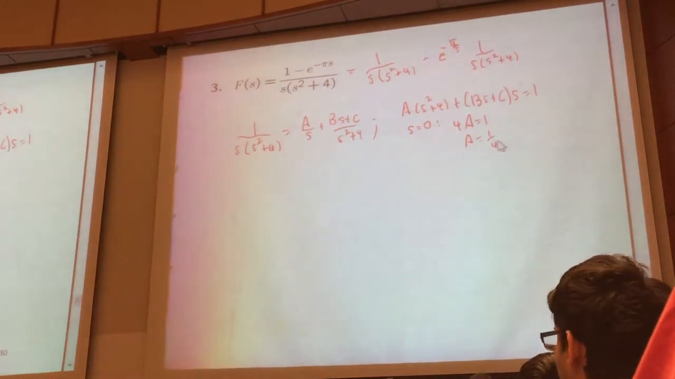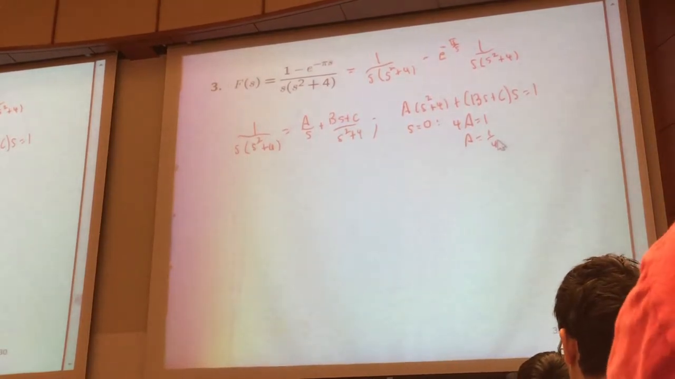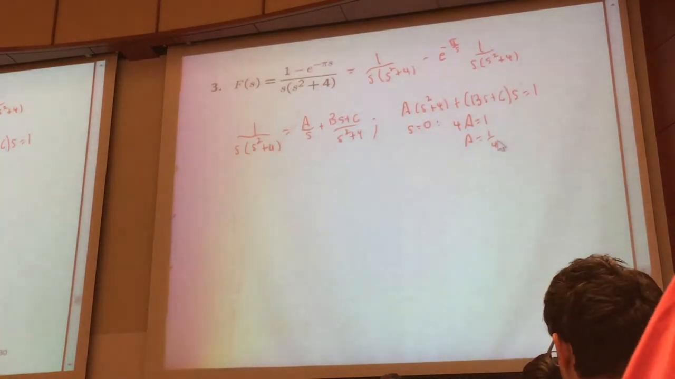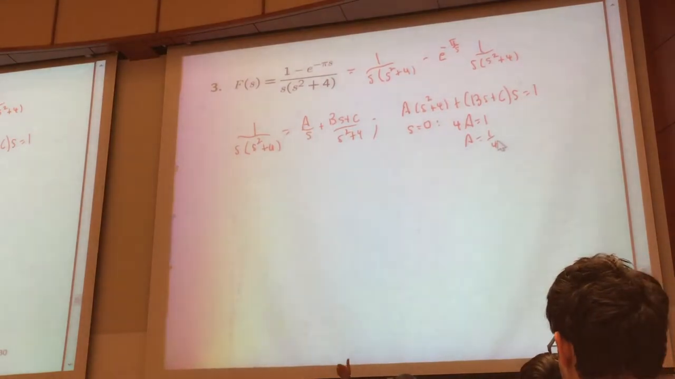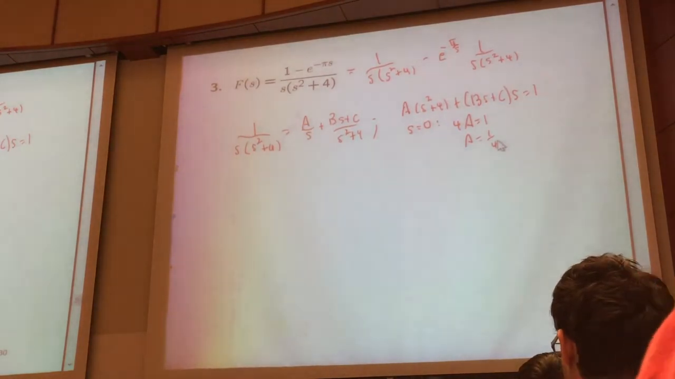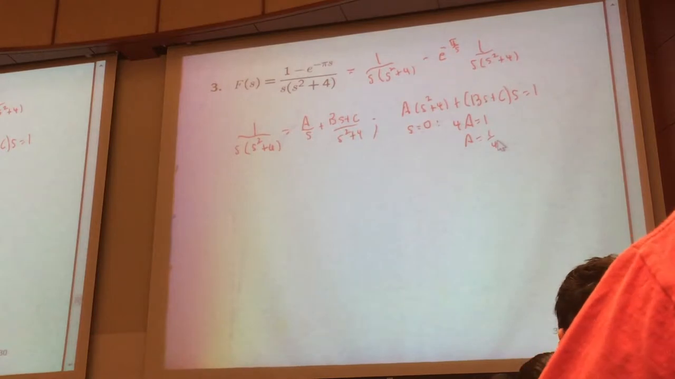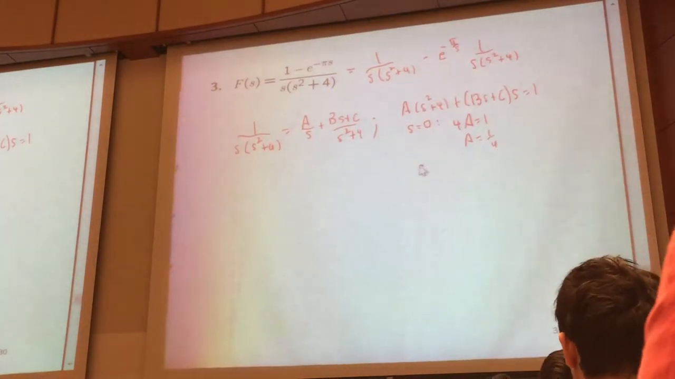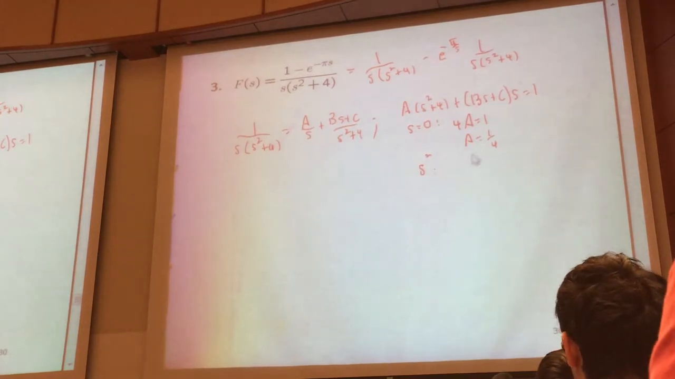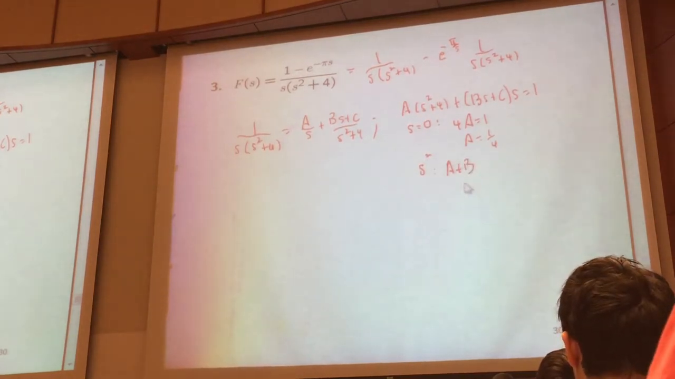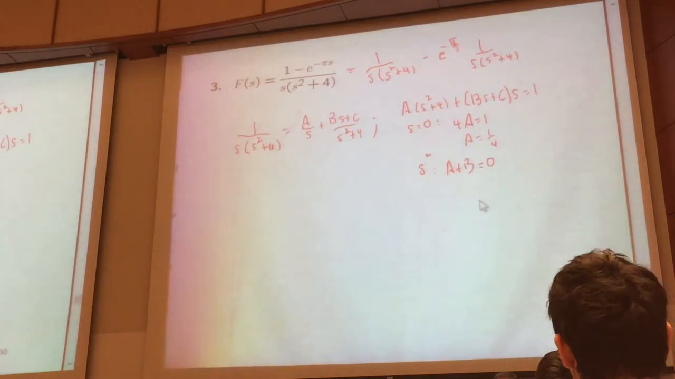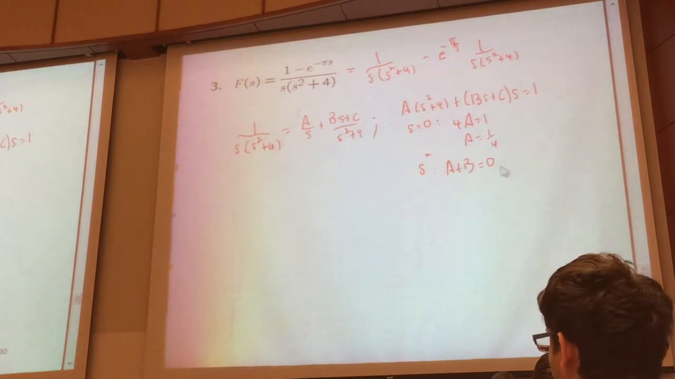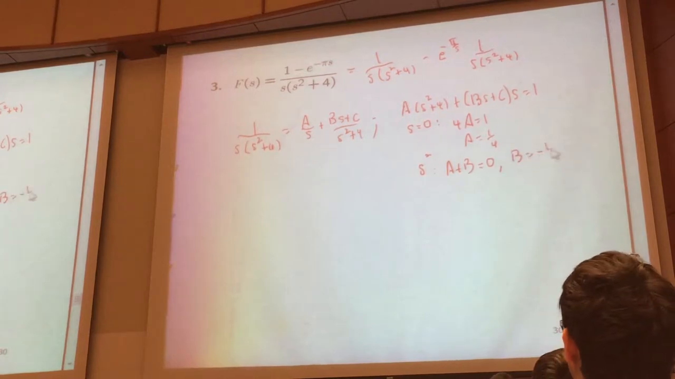Now, there's nothing convenient to set s equal to, so you're on your own however you want to work this out. Some people just expand the whole thing out, equate the coefficients of s. I typically, as you know, will just say, well, look, let's get the s squared term here. On the left, it's A plus B. On the right, it's 0. I know A, so I know B. B is minus 1/4.